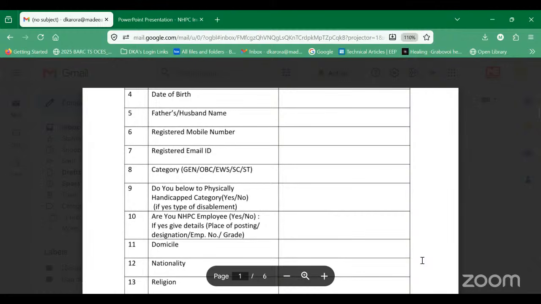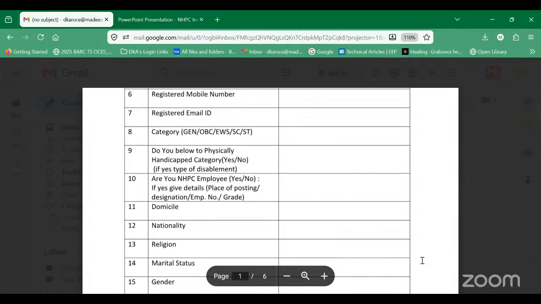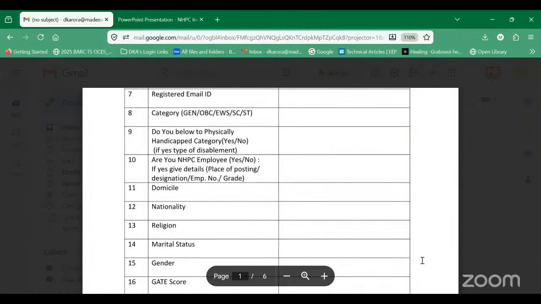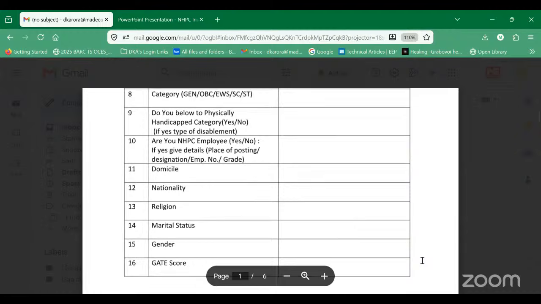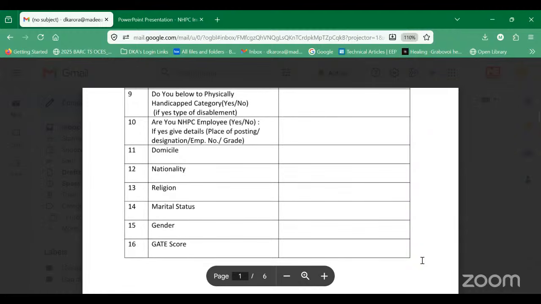Are you a NHPC employee? If yes, then you have to give the details. Your domicile, the state to which you belong. They are not asking you to bring the domicile certificate. There are no reservations for states. So it's just a matter of information that they are asking you for. Nationality, again, Indian more often than not. Religion as applicable, marital status, single, married, widow, widower, whatever.